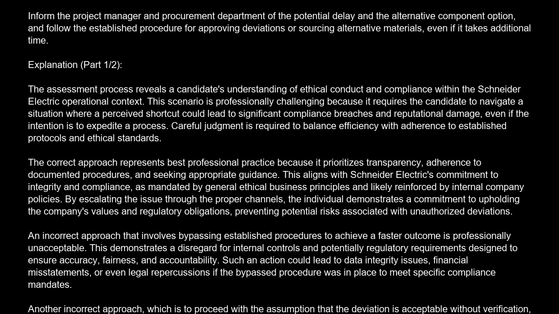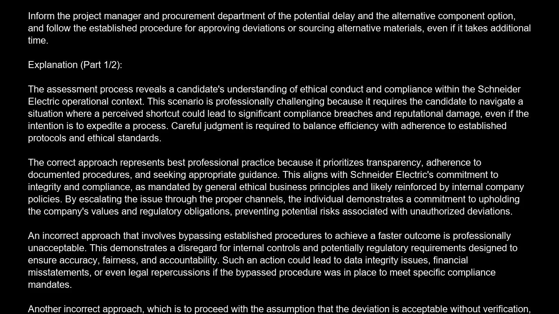The correct answer is B. Inform the project manager and procurement department of the potential delay and the alternative component option, and follow the established procedure for approving deviations or sourcing alternative materials, even if it takes additional time. Explanation. The assessment process reveals a candidate's understanding of ethical conduct and compliance within the Schneider Electric operational context.